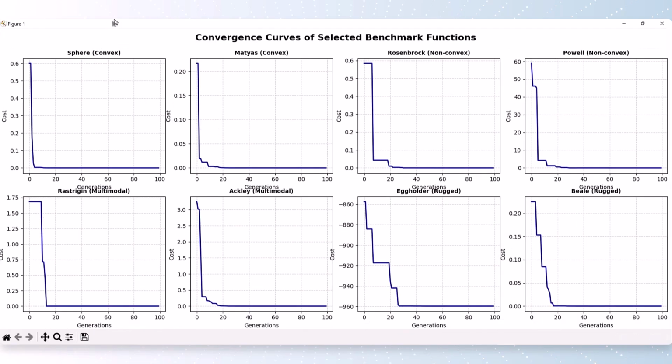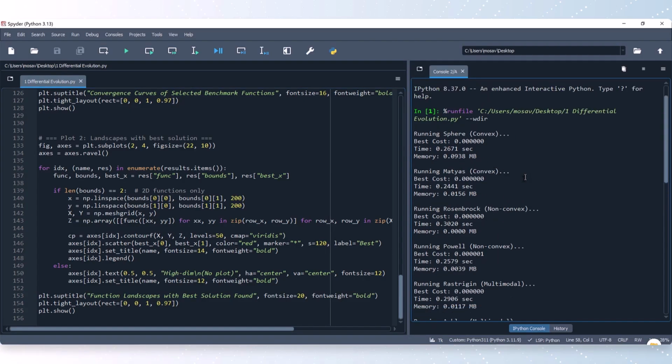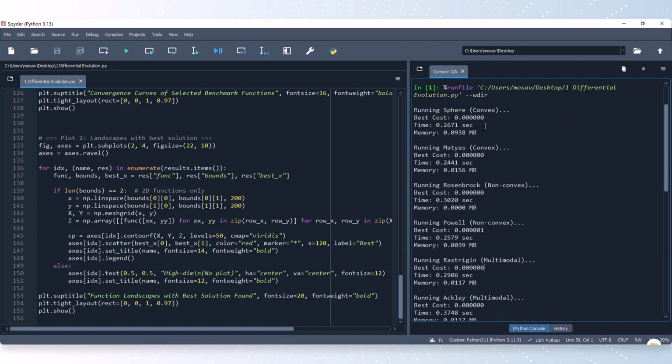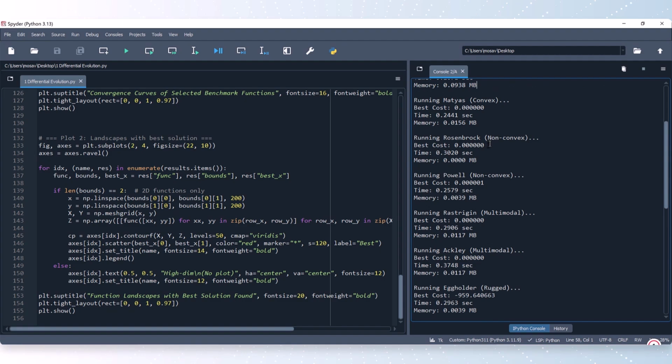Here we can see the convergence curve for each function solved by the differential evolution algorithm. As you can see, all of them converged after about 20 generations or so. Eggholder was a little bit difficult to solve, but finally it was solved after about 24 or 25. Also, here on the right, we can see the best cost for each function, the time to solve it, and the RAM memory used for that specific function.